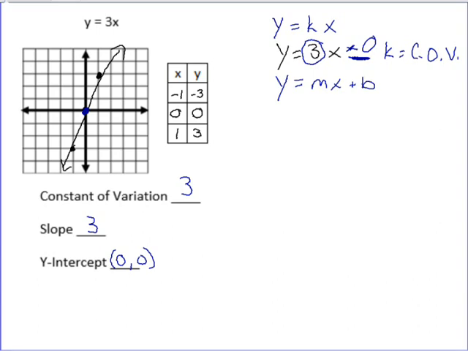So you've got a couple more examples there on the bottom of this page. What I want you to do is pause here, try numbers 2 and 3, and then come back and I'll have answers for you to check.